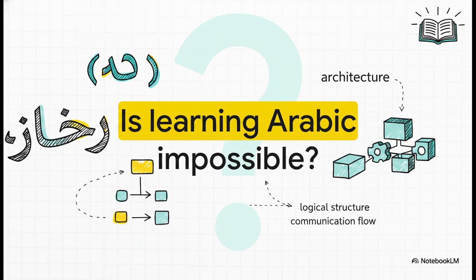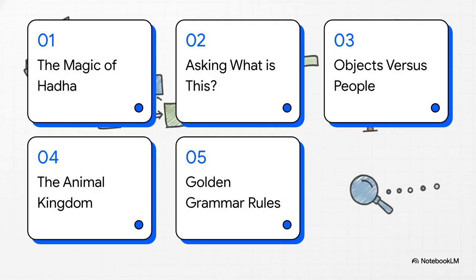at first glance. But the source material reveals something amazing. With just a few simple repeating patterns, you can start communicating almost immediately. So instead of getting totally bogged down in years of intense grammar, let's just look at the elegant, logical architecture of the language. Here is our roadmap using the building blocks method today.